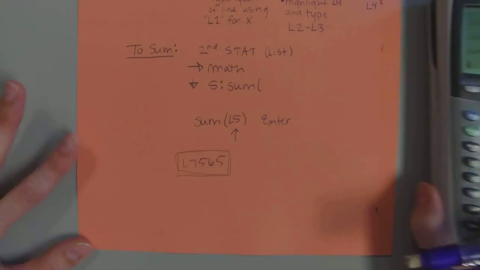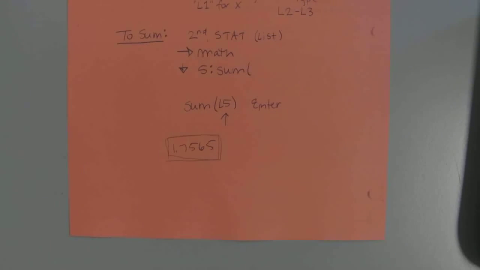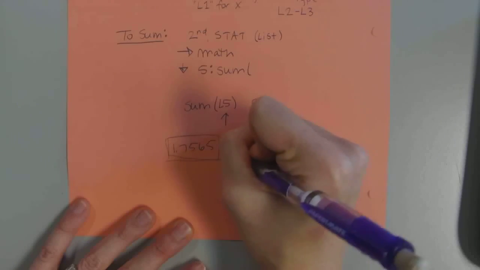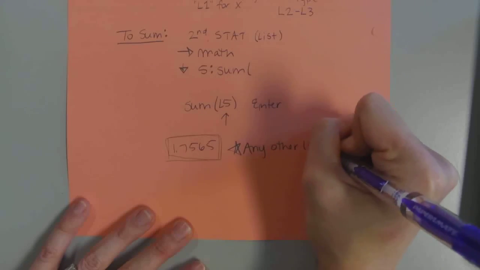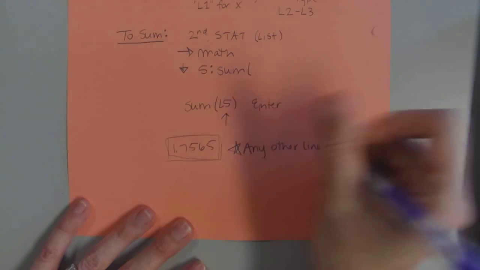And they're going to ask you, what does this mean? Just in a nutshell, guys, if you had any other line and you did all these steps with any other line, the sum would be bigger. Okay, any other line would give you a larger sum.